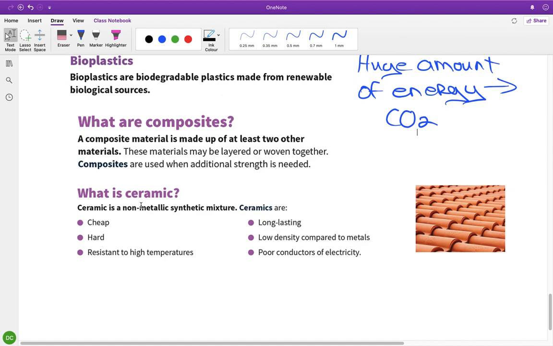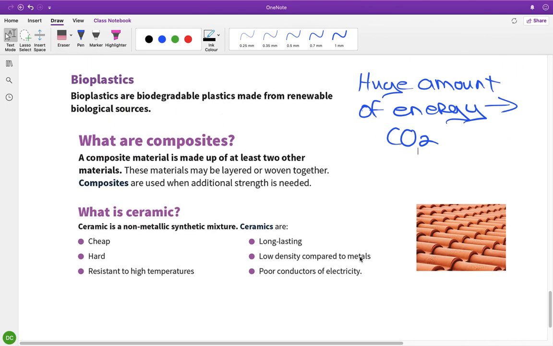And then ceramic, it's a non-metallic synthetic mixture, and here are a couple of the properties of ceramics. It's cheap, it's hard, it's resistant to high temperatures, long-lasting, low density compared to metals, so lighter, I suppose, and poor conduction of electricity. So I just put up a couple of ceramic roof tiles in case anyone wasn't sure what ceramics look like. You definitely have seen them, I'm literally looking at a ceramic flower pot here in my house. Ceramics are all around. So yeah, just to mention them because they were in the little diagram.